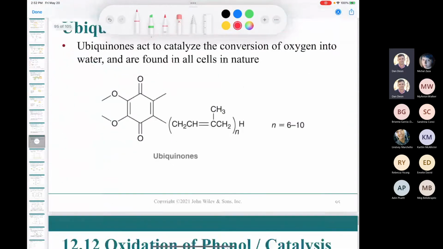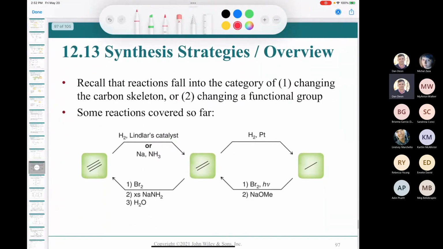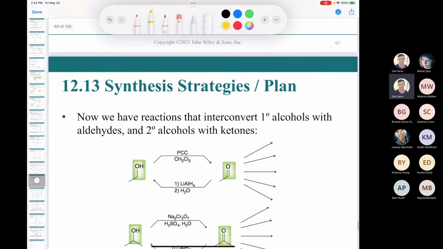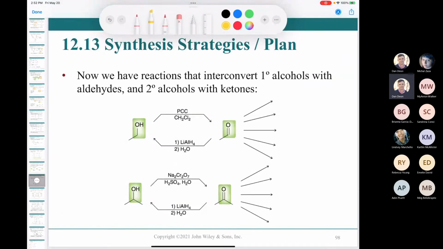And that brings us to the last section of chapter 12. Just like chapter 11 and chapter 9, chapter 10, chapter 8, chapter 7, the last part of all these chapters just deals with synthesis. It's nothing more than getting practice in all the reactions that you've learned so far. These are all things that we learned in Organic Chemistry 1. And in this chapter, we learned about oxidation using PCC or chromic acid. We learned about reduction using lithium aluminum hydride, sodium borohydride, hydrogenation.